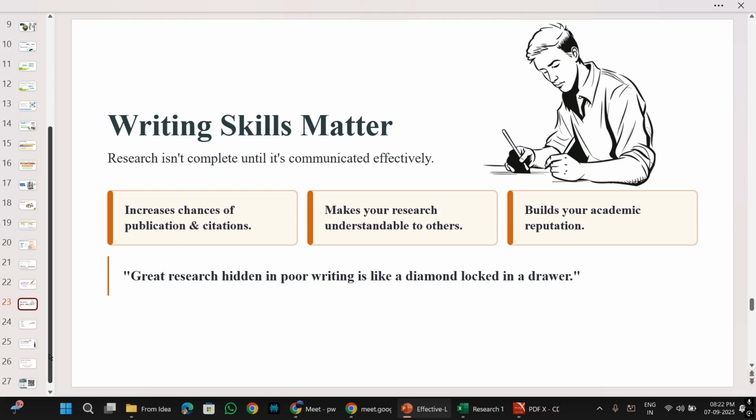So build your academic reputation. If you write well, many people read you, and that is how you build your academic reputation. Great research hidden in poor writing is like a diamond that is locked in a drawer. So you wouldn't want to lock your manuscript in a drawer. You would want it to be read, right?